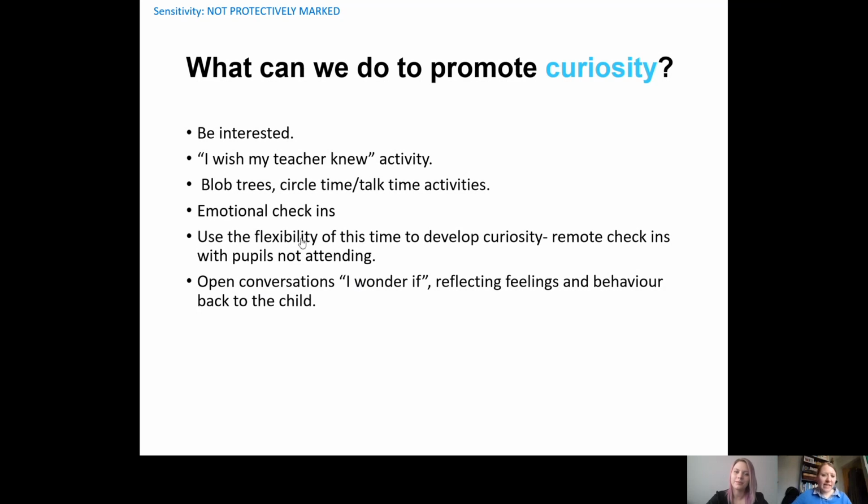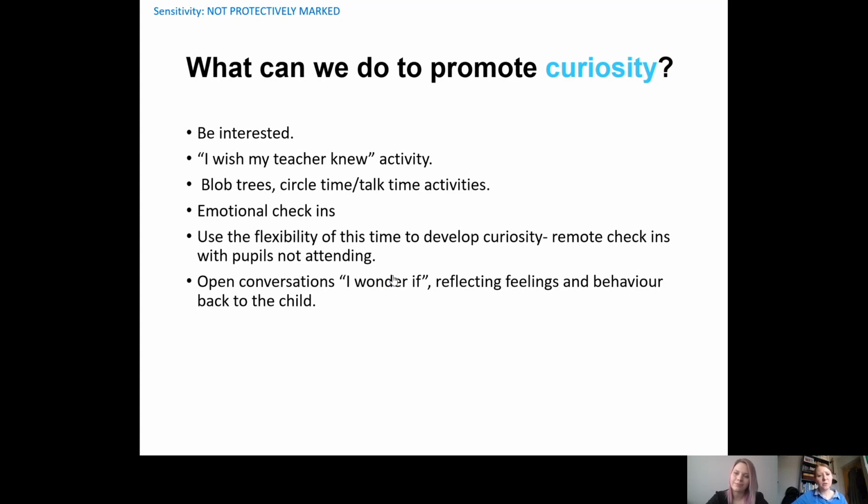I really like the statement, I wonder if. I think wondering questions are really, really helpful to use with children and young people. Sometimes if they can't articulate something, or if you can see that they're really frustrated about something, just saying, I wonder if this might have happened, or I wonder if you're feeling frustrated because of this, or oh, I can see that you seem quite tense, and I wonder whether this might be happening. So reflecting those feelings and behaviours back to the child, and we'll come on to that in the next session.